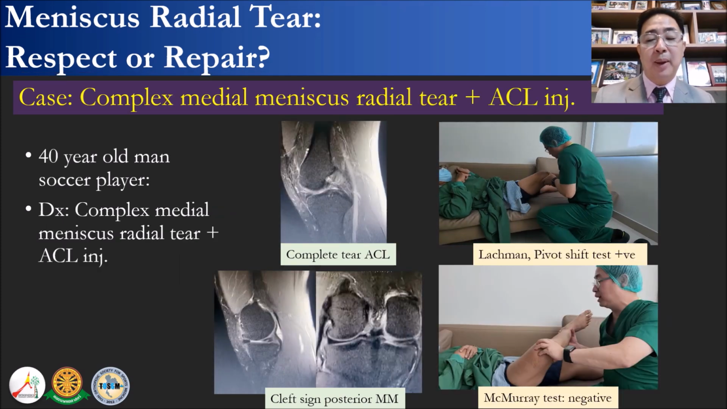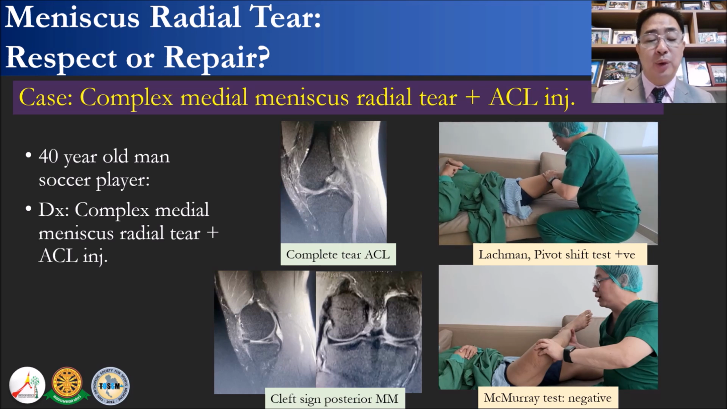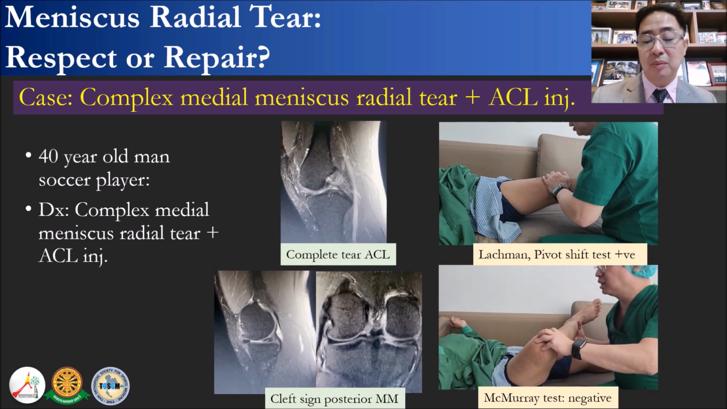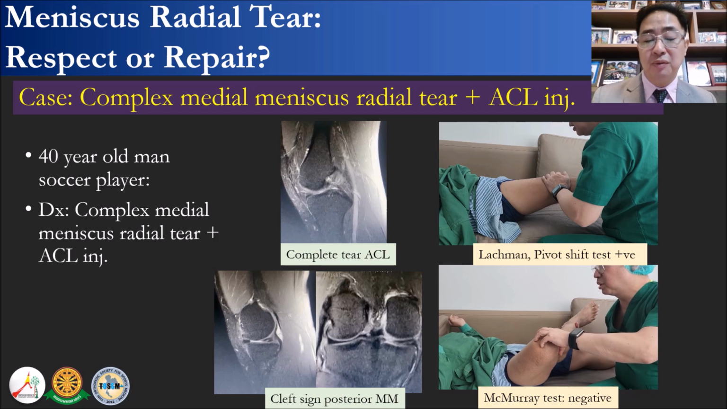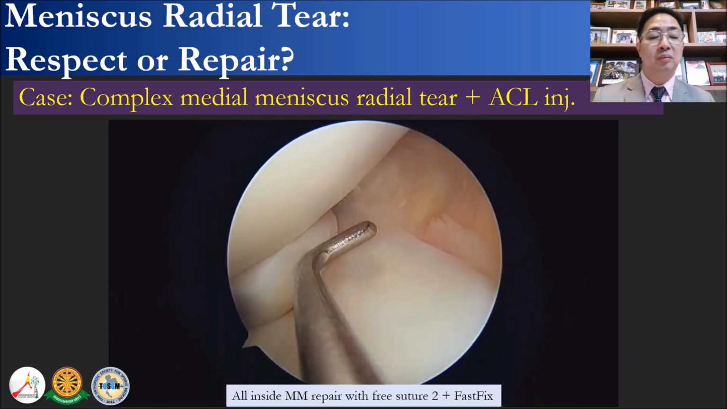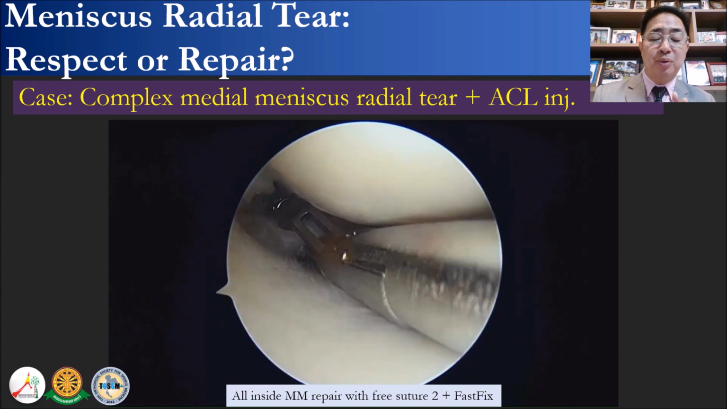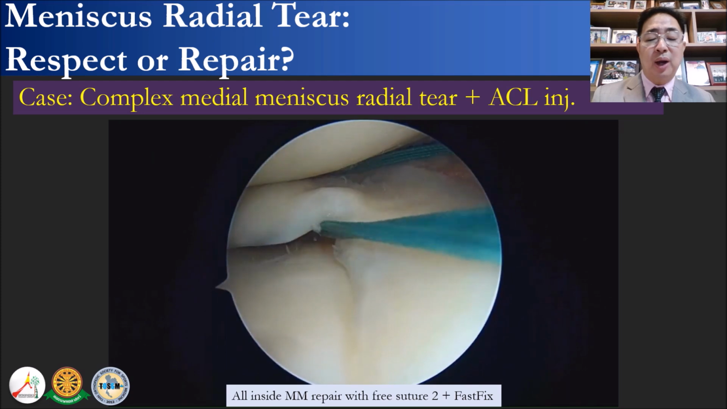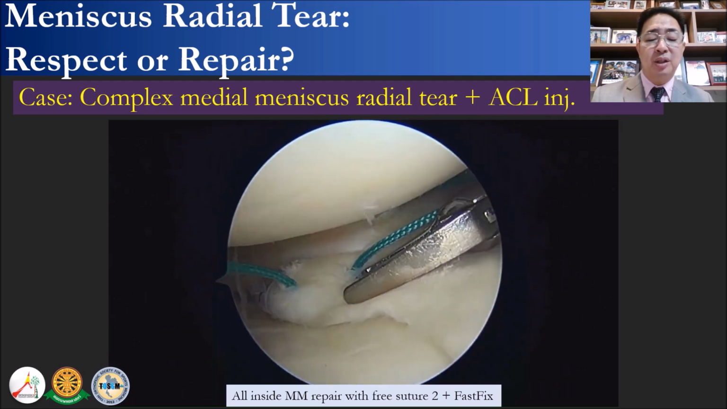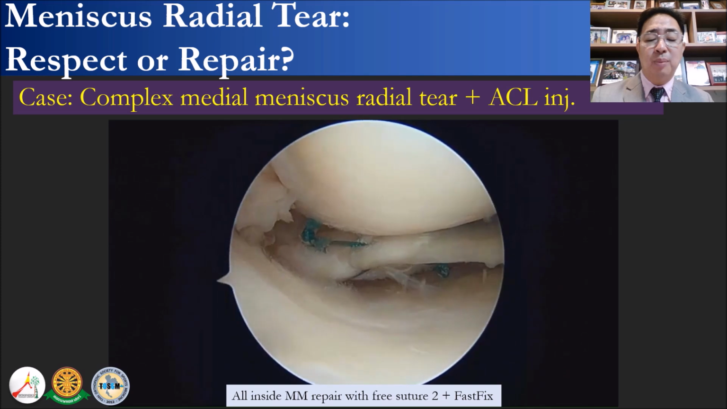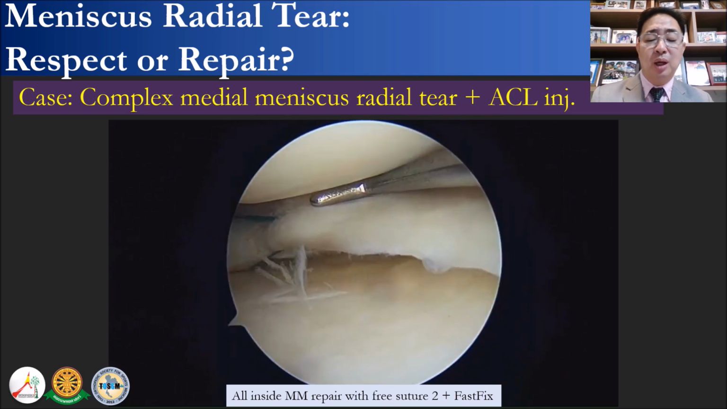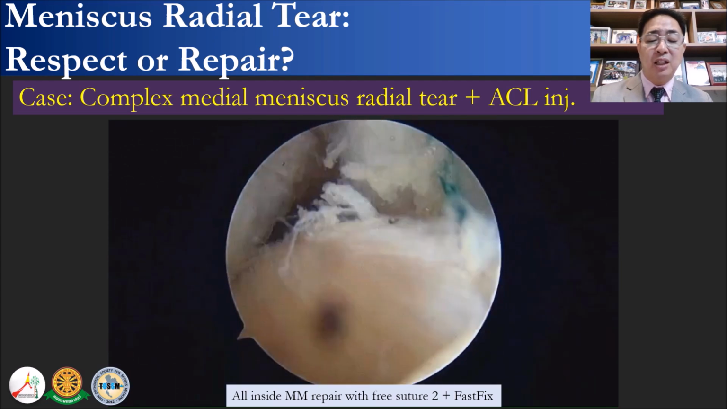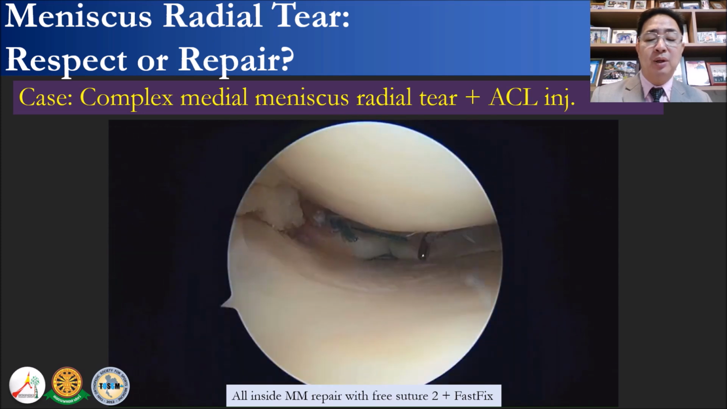This is an example of a patient with ACL injury with medial meniscus radial tear. He has a complex tear of the medial meniscus. McMurray test positive. This patient is a doctor. He said, "Prof, please don't cut my meniscus. Please save it." So I tried to repair his meniscus, even though this is a complex tear. I made a side-to-side repair and also a longitudinal repair. I also added some FasT-Fix and then performed the ACL reconstruction.